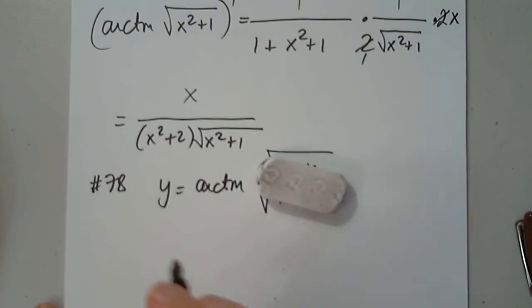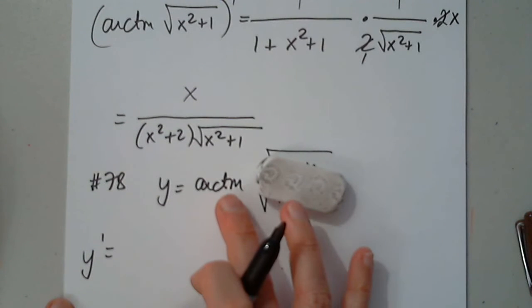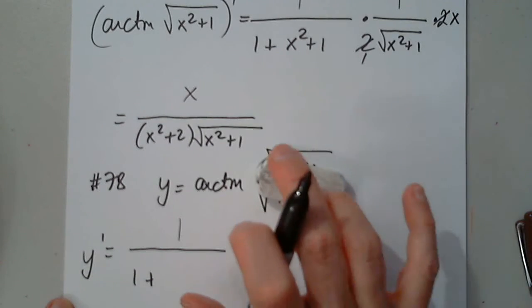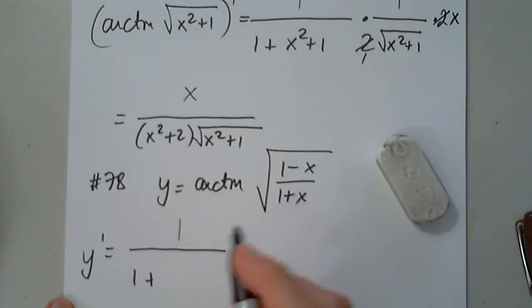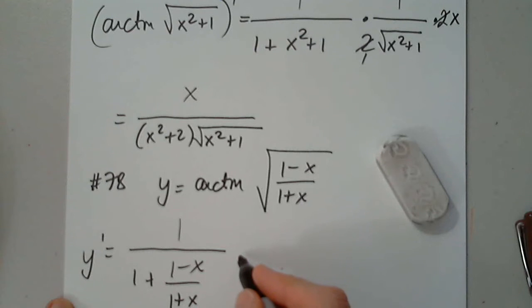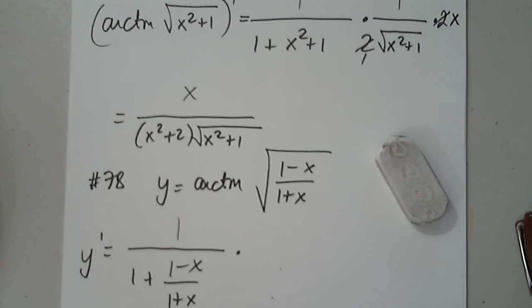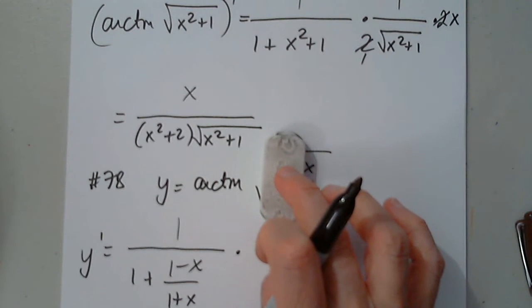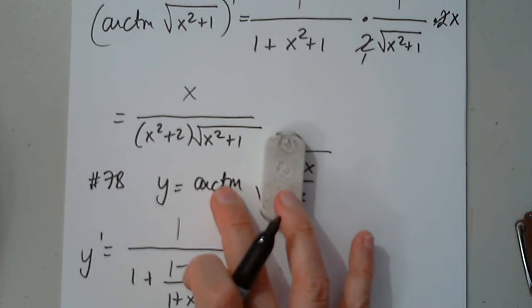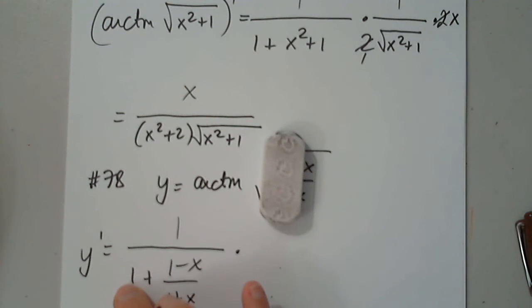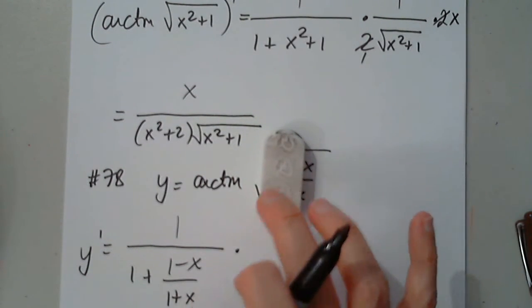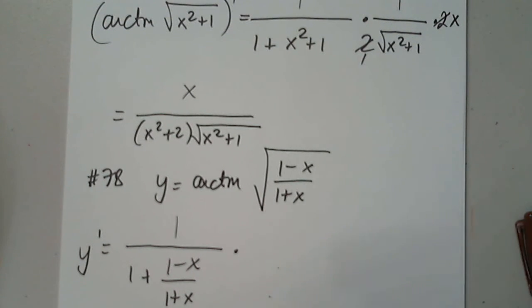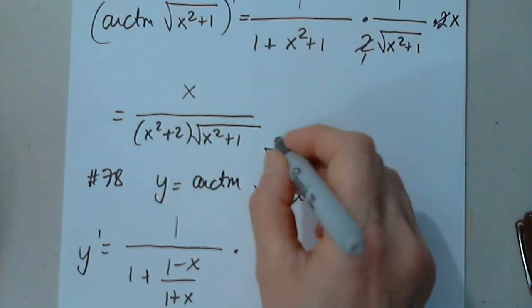Good. So y prime, I remember the formula for arctangent is 1 over 1 plus this squared, 1 minus x over 1 plus x, times now this whole thing's prime. So arctangent again is 1 over 1 plus this squared. It's the square root. When I square it, it clears the square root. But now I have to differentiate this piece.